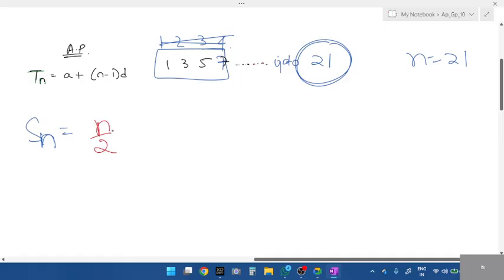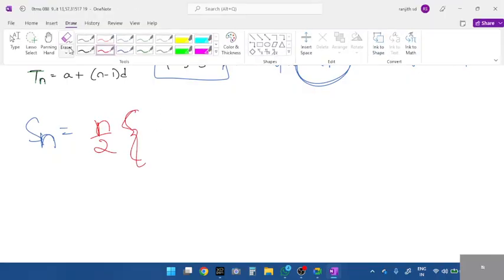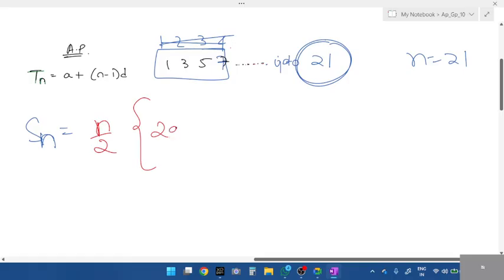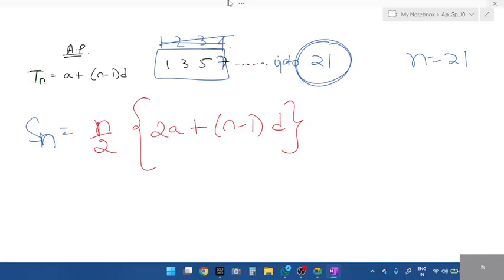N by 2, then whole power, 2a plus n minus 1 into d. Is it correct? All of you will check. Do you have this formula with you all? Joanna, Lemula, Mariana, make a note. This is the only formula.